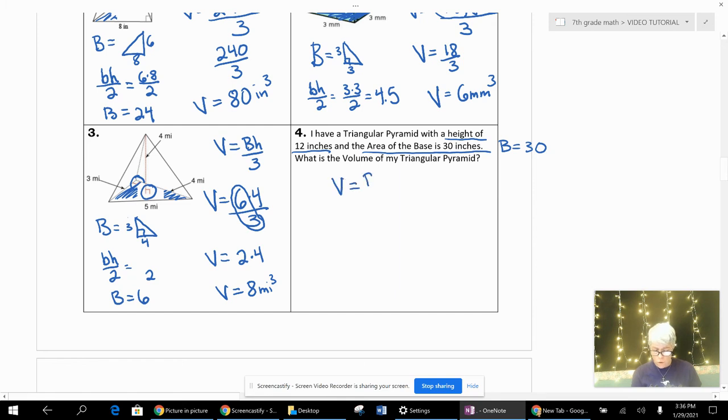So I'm going to use the formula for the volume of a triangular pyramid. And they gave me big B, and they gave me the height. Now, if I don't have a calculator, I don't want to multiply all these big numbers and then have to divide them. But look, I can do 12 divided by 3. 12 divided by 3 is 4. Volume equals 30 times 4. Volume equals 120 inches cubed.